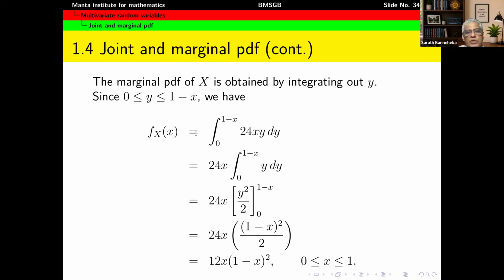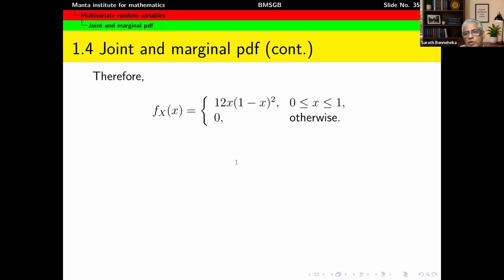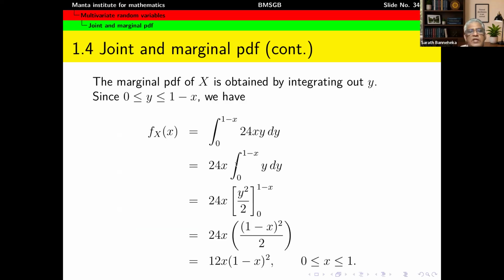Right. So using that, we have got this expression 12x times (1 minus x squared), where x has to be any value between 0 and 1. And similarly, if you do the calculation, you will see that f_Y(y) will also be in the same form. It will be 12y times (1 minus y squared), because you can see this density function is symmetric in x and y. You can exchange x and y without any change of the function.